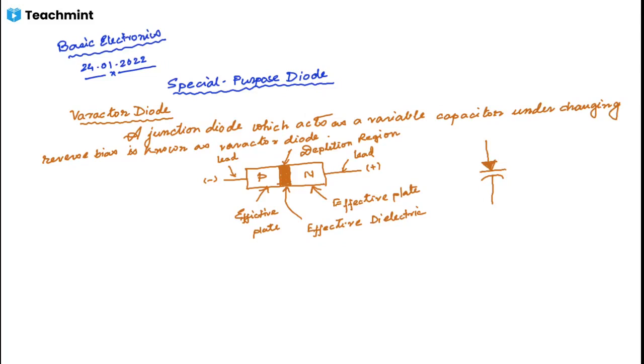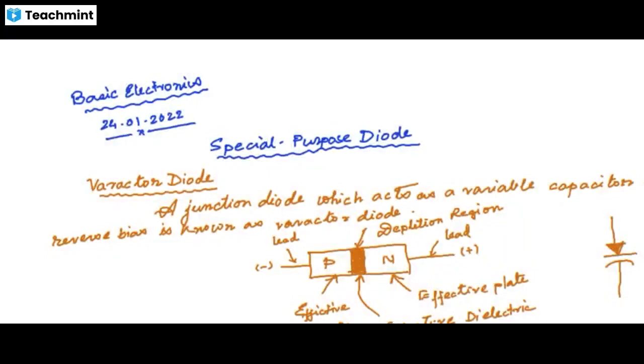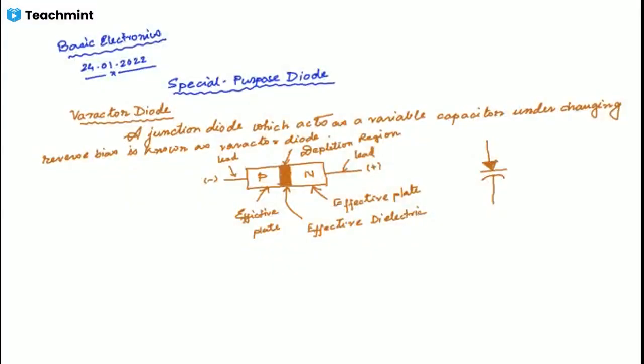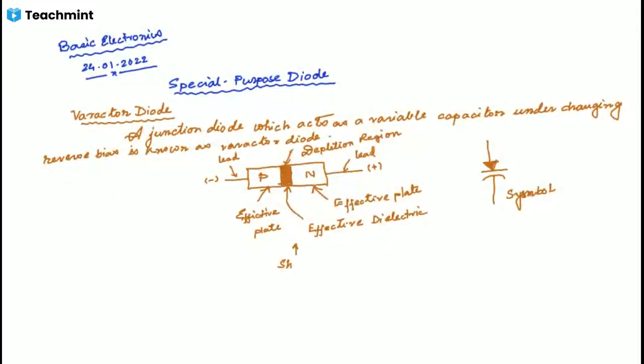Now, the operation. This is the symbol. Some students have requested to join. This is 1, 2, this is 3. So this is the symbol of the varactor diode. And this is the schematic, block diagram.